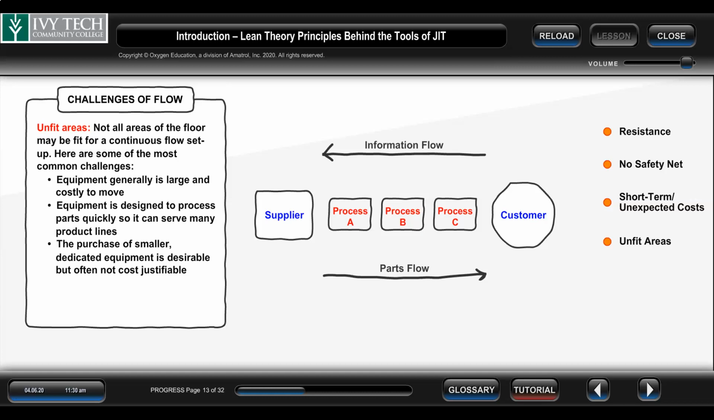Unfit areas. Not all areas of the floor may be fit for a continuous flow setup. Here are some of the most common challenges. Equipment generally is large and costly to move. Equipment is designed to process parts quickly so it can serve many product lines. The purchase of smaller, dedicated equipment is desirable, but often not cost justifiable.